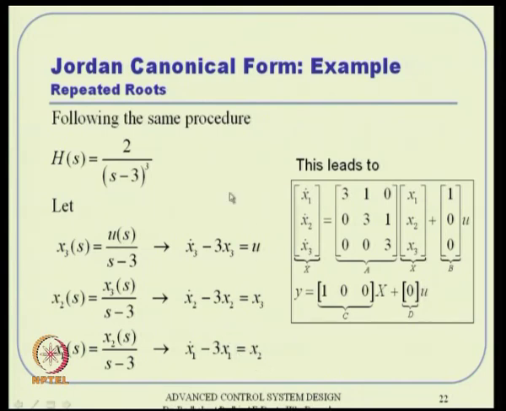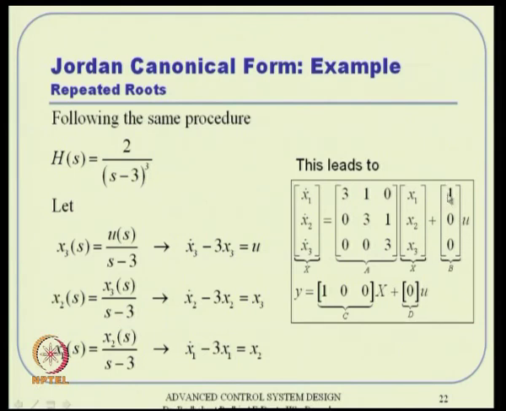So, this system of equations, if I really want to put it in state space form, what I see here is x3 dot is 3 x3 plus u. That's clear. Probably there is a small mistake here; this 1 should have come here, it is not 0 0 but 0 0 1 probably. So, x3 dot is 3 x3 plus 1 times u.